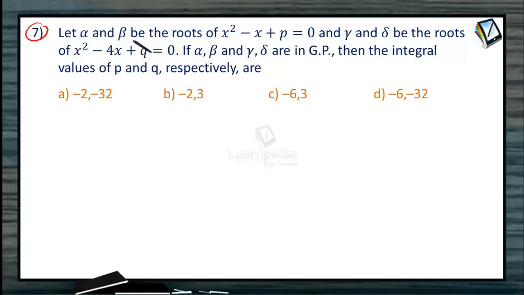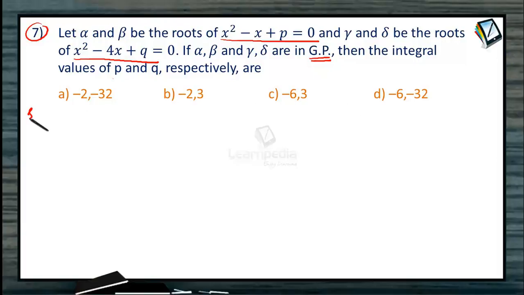Let alpha and beta be the roots of x² − x + p = 0, and gamma and delta be the roots of x² − 4x + q = 0. If alpha, beta, gamma, delta are in geometric progression, then the integral values of p and q are respectively, which one among these four?